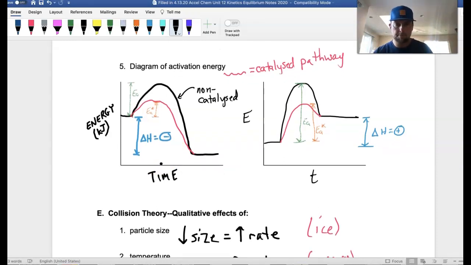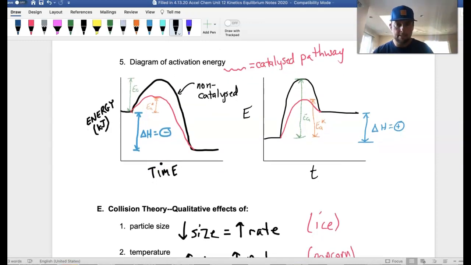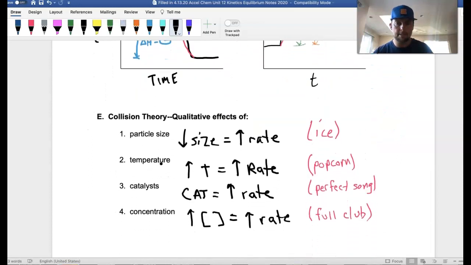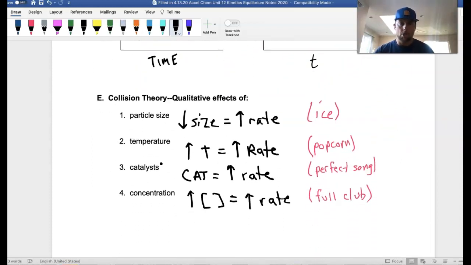Okay, so those are two examples. And let's talk a little bit about this last thing: qualitative effects of collision theory. So what is going to increase the rate of reaction? The size of the particle makes a big difference. And my best example for this is if I was trying to melt a bunch of ice.